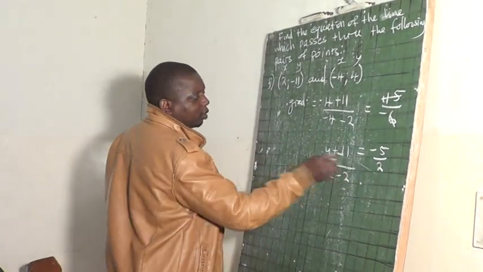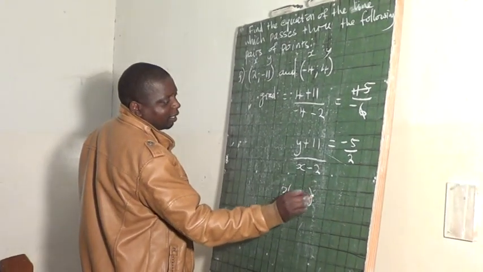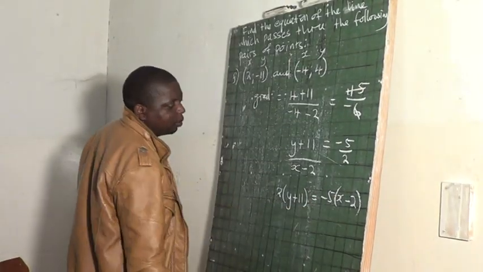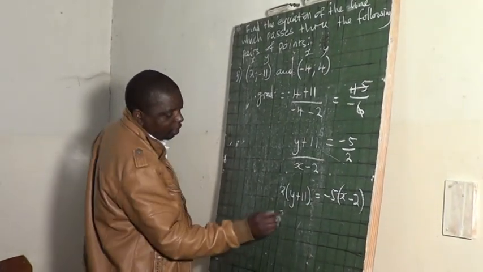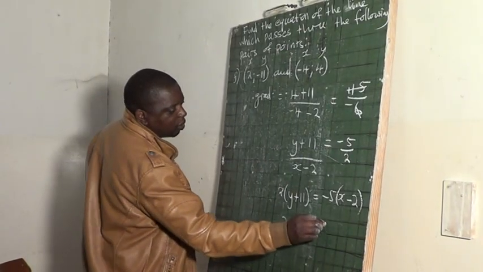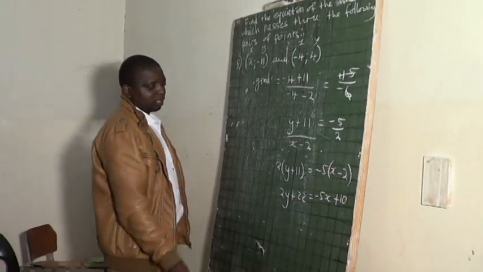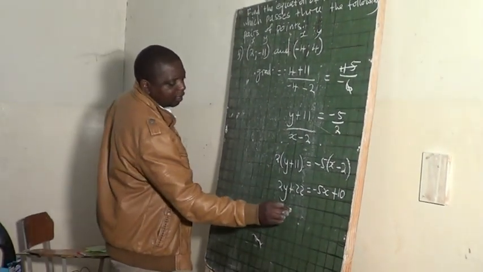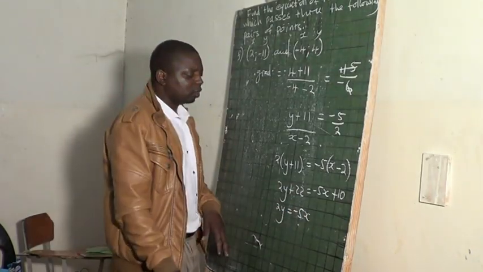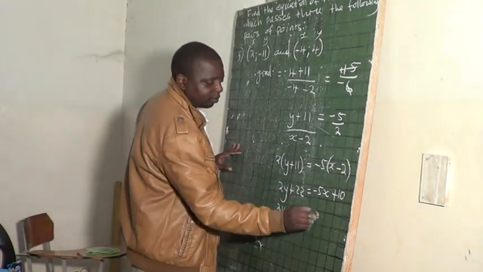Right, cross multiplying gives 2 in bracket y plus 11 is equal to minus 5 in bracket x minus 2 altogether. Removing brackets gives 2y plus 22 equal to minus 5x plus 10. Thus 2y is equal to minus 5x plus 10 minus 22. What is plus 10 minus 22? Minus 12.